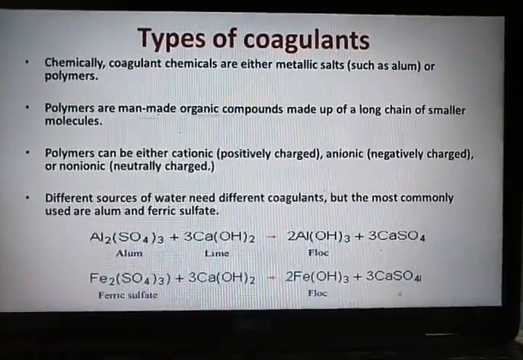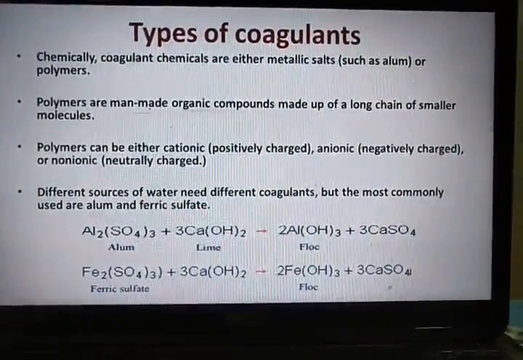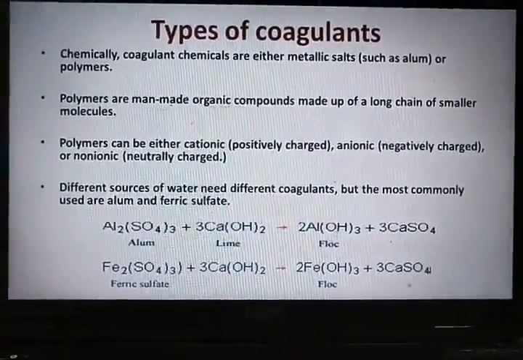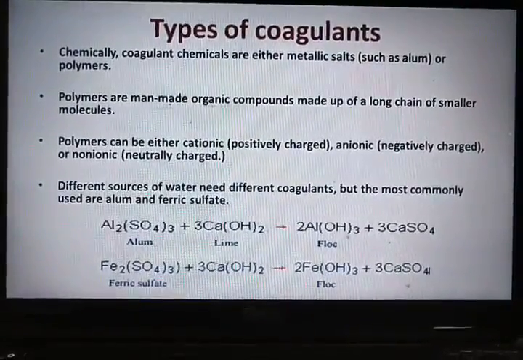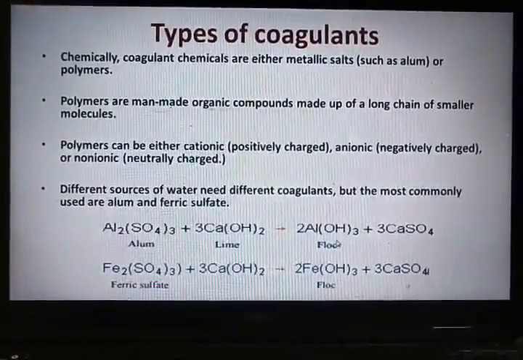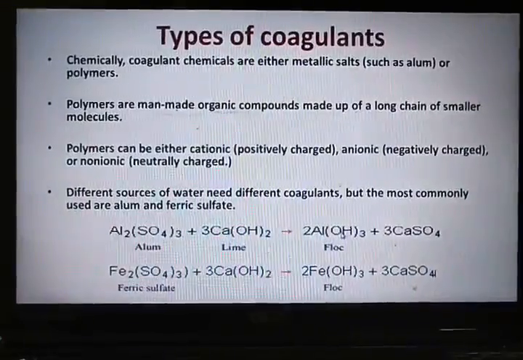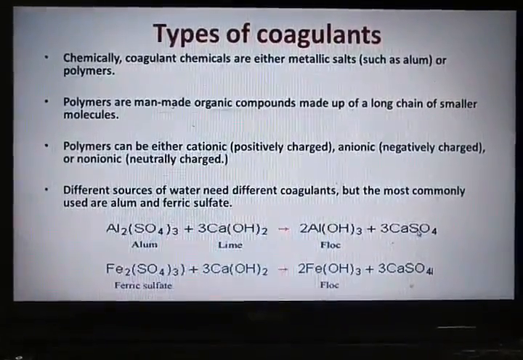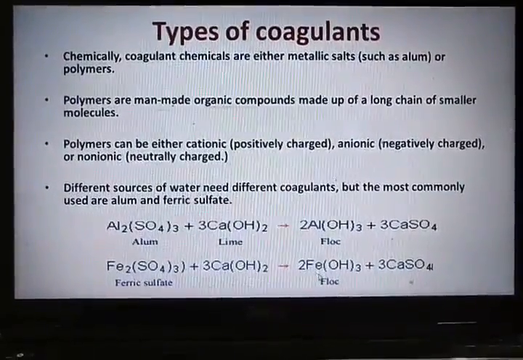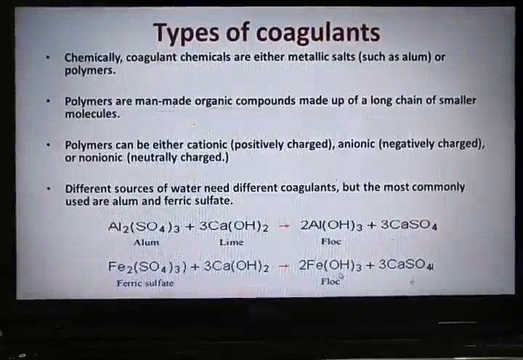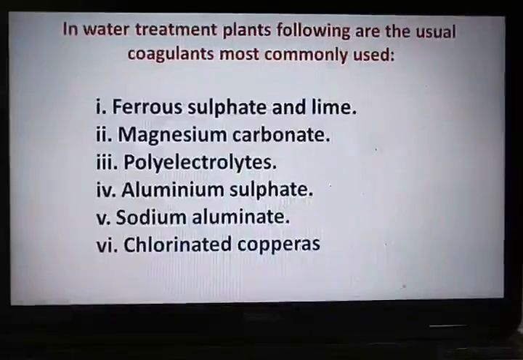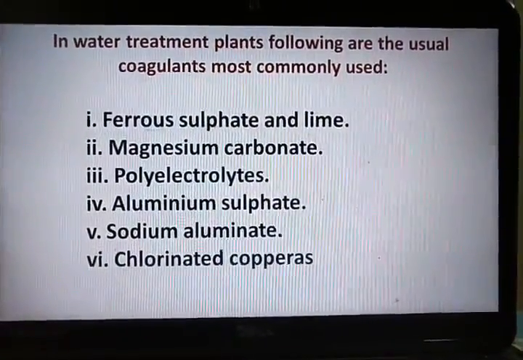If you add alum to the water with the help of lime, it will result in the formation of flocs, that is, the flocs will be settled as hydroxides of aluminium along with the calcium sulfate. Similarly, if you add ferric sulfate, then the ferric hydroxide flocs will be formed along with the precipitate of calcium sulfate.